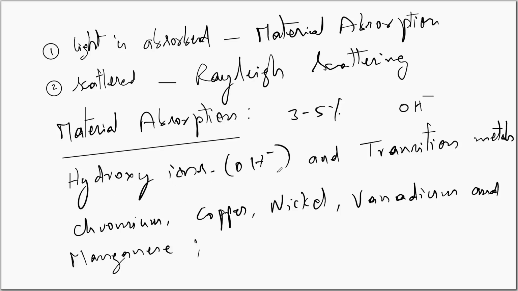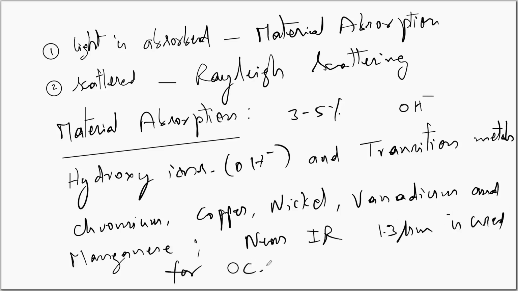The hydroxyl ions and the transition metal impurities absorb in the near infrared region. Hence, 1.3 micrometers is used for optical communications, because at 1.3 micrometers the absorption losses are minimal.